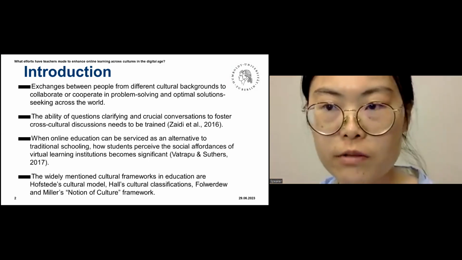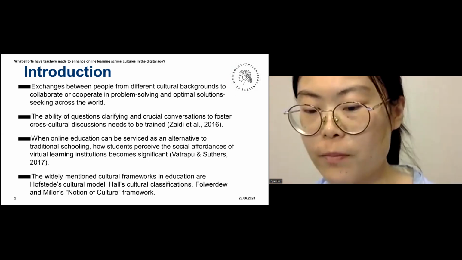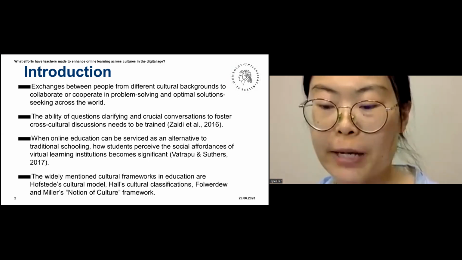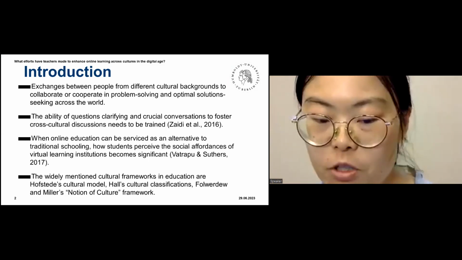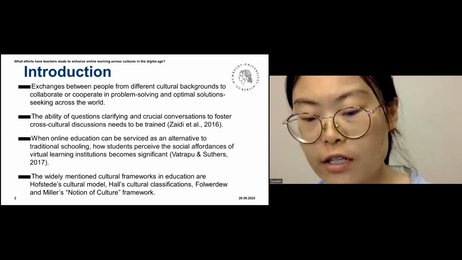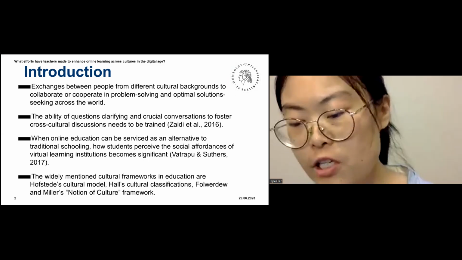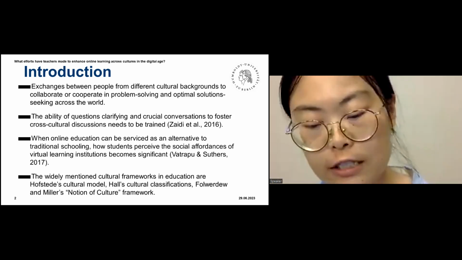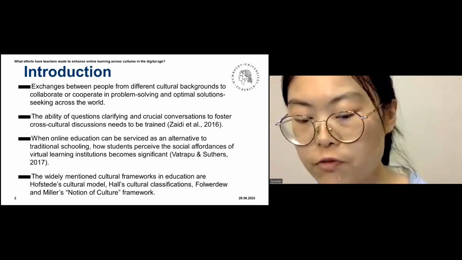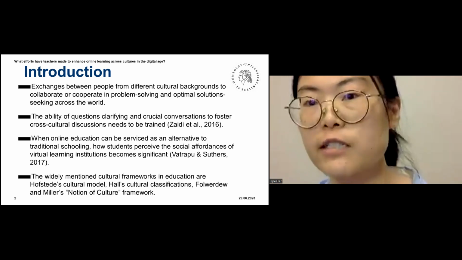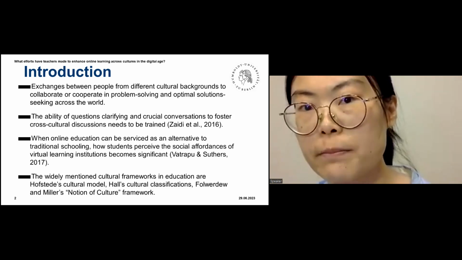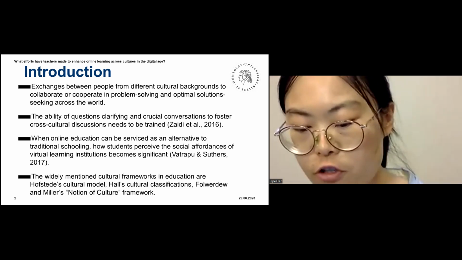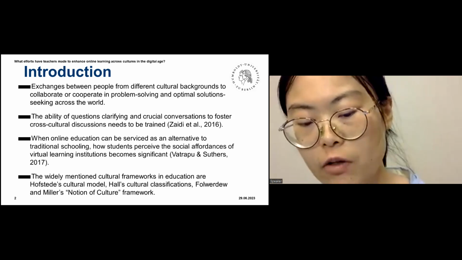First, we have a utopian picture of cross-cultural communication. We think information exchange between people from different cultural backgrounds, like we have here today, to collaborate or cooperate, is important in problem solving and optimal solution thinking across the world. But the truth is, the ability to ask questions, clarify, and hold crucial conversations to foster cross-cultural discussion needs to be trained. It does not happen spontaneously.